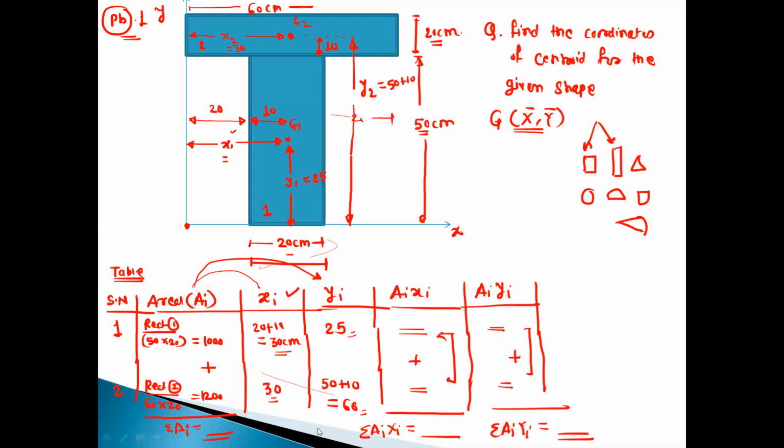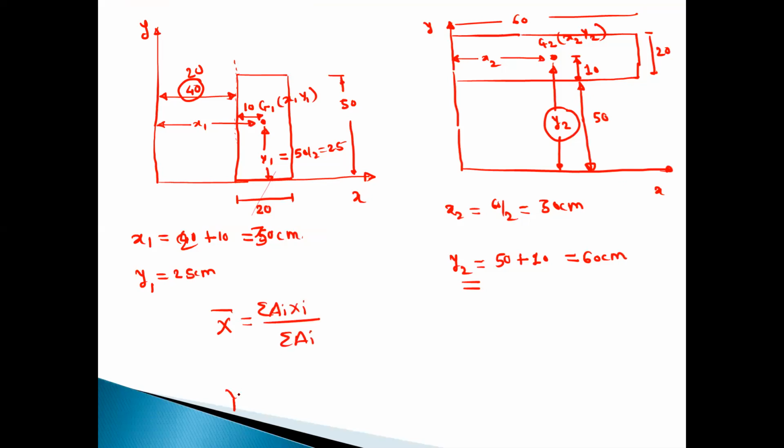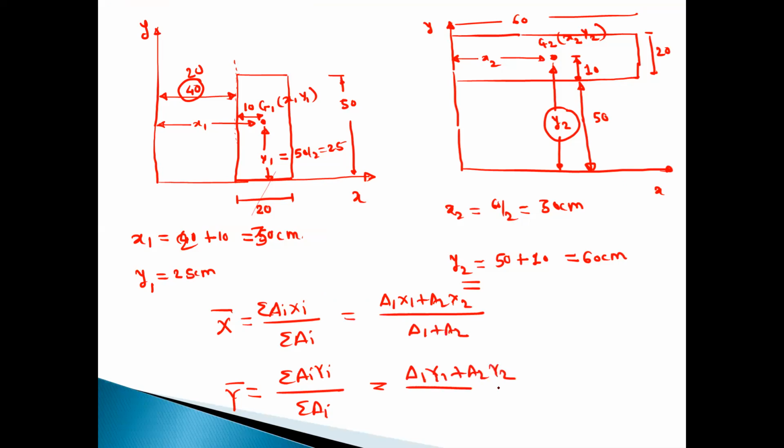And then use the formula for the centroid for the complex geometrical shape. First is x bar. It is equal to summation ai xi divided by the summation of ai, and y bar is equal to summation ai yi divided by the summation of ai. Okay, so basically this formula is a1 x1 plus a2 x2 divided by a1 plus a2, and this formula is a1 y1 plus a2 y2 divided by a1 plus a2. Okay, so finally this answer will be the centroid of the complete shape, that is a T shape.